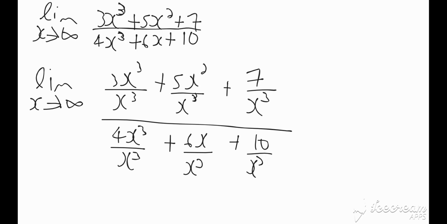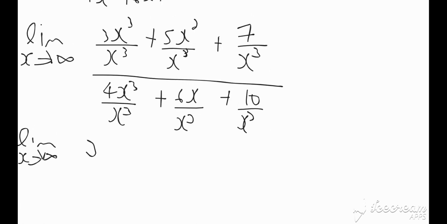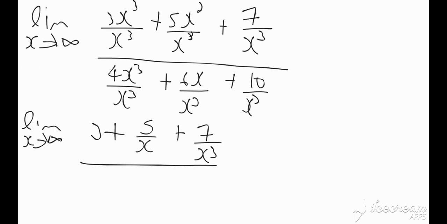Now we can simplify this expression, so I'm going to have a limit as x tends towards infinity of 3 plus, and if we look at 5x squared over x cubed, by laws of indices, when we break that down, we're going to end up with 5 over x plus 7 over x cubed all over 4 plus, of course, x over x cubed would give me 6 over x squared plus 10 over x cubed.